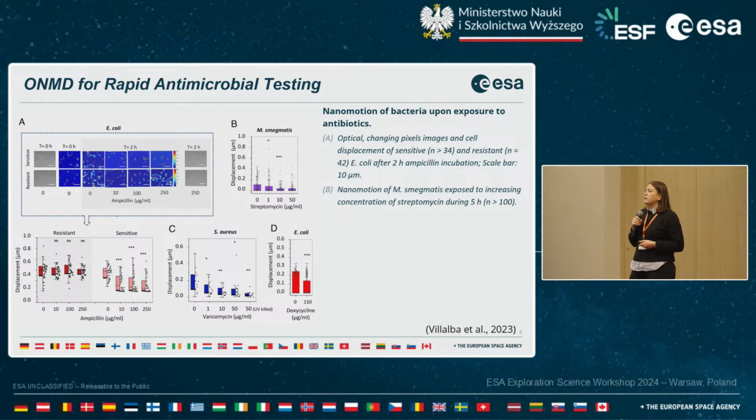E. coli with doxycycline. And here, the graph B is a very interesting one. It's Mycobacterium smegmatis, which is a model organism for Mycobacterium tuberculosis. With standard methods for this bacteria, it would take us weeks to perform antimicrobial susceptibility testing, whereas here, in 2 hours, we already see a drop in nanomotion for 1, 10, and 50 micrograms each.